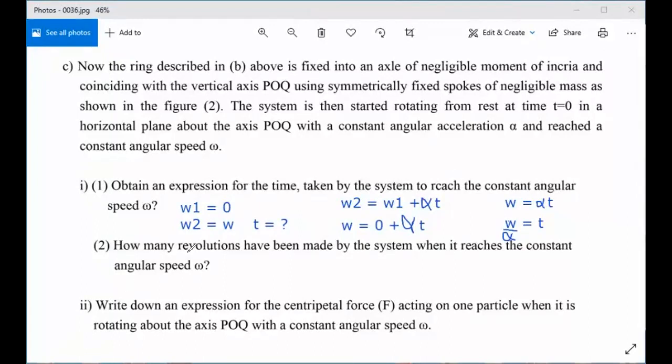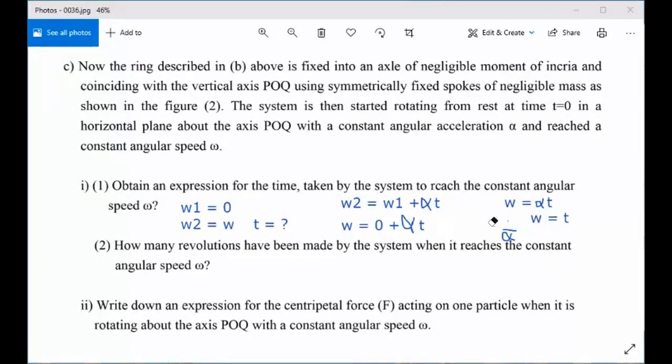Right. Second question. How many revolutions have been made by the system when it reaches the constant angular speed? So it accelerates until it reaches omega. After that, velocity is not changed. That's the meaning of the question. The system accelerates until it reaches a velocity of omega. After that, it does not accelerate any further. That's the meaning.